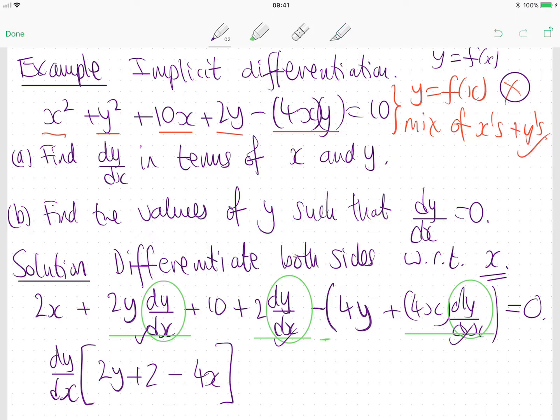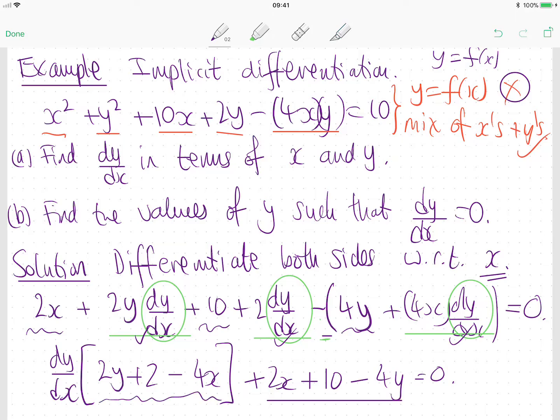Deals with that term. And next I'm going to collect whatever's left over together. So I can see there's a 2x, there's a 10, and there's a 4y. Don't forget the negative. That equals 0. Okay, so now I just need to rearrange all of this to get dy dx on its own. To do that, I need to put all of this on the right hand side and then divide by all of this. Okay, so let's do that next.